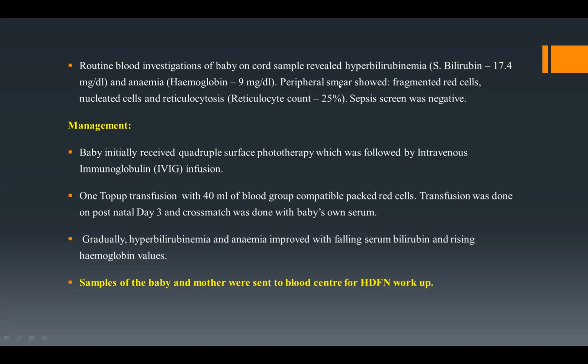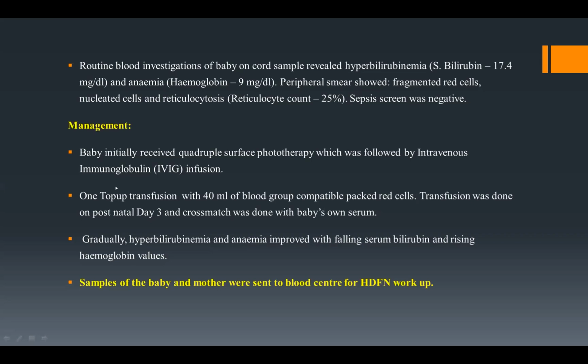Initial management of the baby was with quadruple surface phototherapy, followed by IVIG infusion, but it was inadequate, and the anemia and hyperbilirubinemia were not recovering. So they did one top-up transfusion with 40 ml of blood group compatible packed red cells. Here, we are supposed to check compatibility with the maternal serum, but we found that the maternal serum was incompatible with all the red cells available. The only possible way to get cross-match compatible blood was to cross-match with the baby's own serum. That's how we got this unit, and the transfusion was carried out on postnatal day 3. Gradually hyperbilirubinemia and anemia improved with rising hemoglobin values, and the baby was discharged.